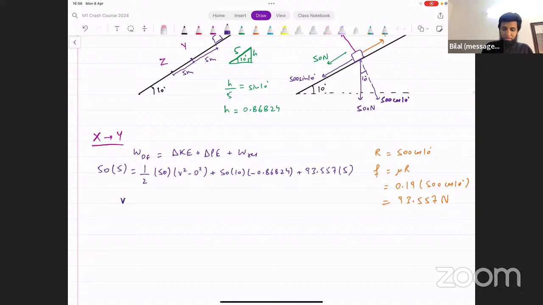Can you do this calculation for me? 250 plus 500 into 0.86824 minus 93.557 into 5, into 2, divided by 50. Square root of that. I'm getting 2.941666. So you can say 167. Is that correct? Is that what you're getting?